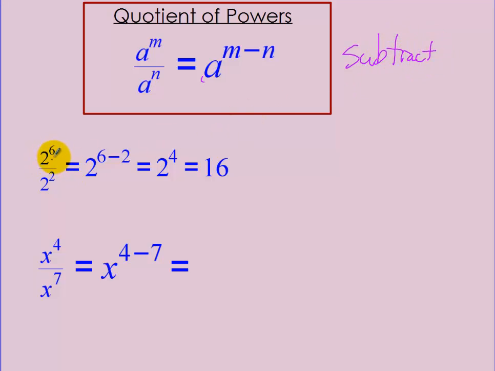For some examples here, 2 to the 6 over 2 squared equals 2 to the 6 minus 2 power. 6 minus 2 is 2 to the 4th power, and 2 to the 4th power is 16. For this example down here, x to the 4th over x to the 7th, that's x to the 4 minus 7, and 4 minus 7 is negative 3. And we know about negative exponents, you're going to flip it to the denominator, so it becomes 1 over x to the positive 3. And that's how you do those.